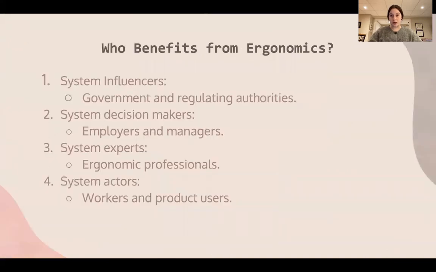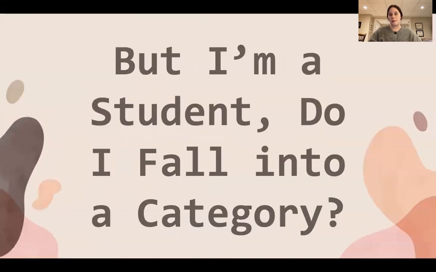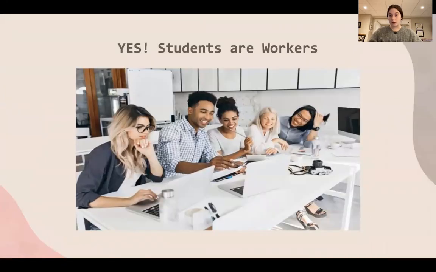So many different people can benefit from ergonomics. Almost everyone can. And this typically occurs in 4 different categories. And these are system influencers, system decision makers, system experts, and system actors. So you may be wondering as a student if you fall into any of these categories. And the answer is yes. Students are workers, making them system actors. Students are employees of academia, and your job is to learn, think critically, and develop lifelong skills.